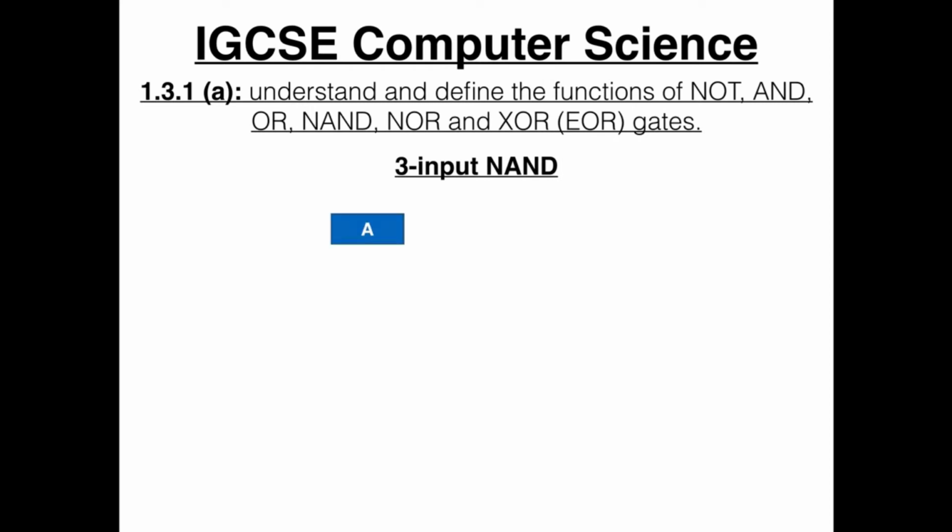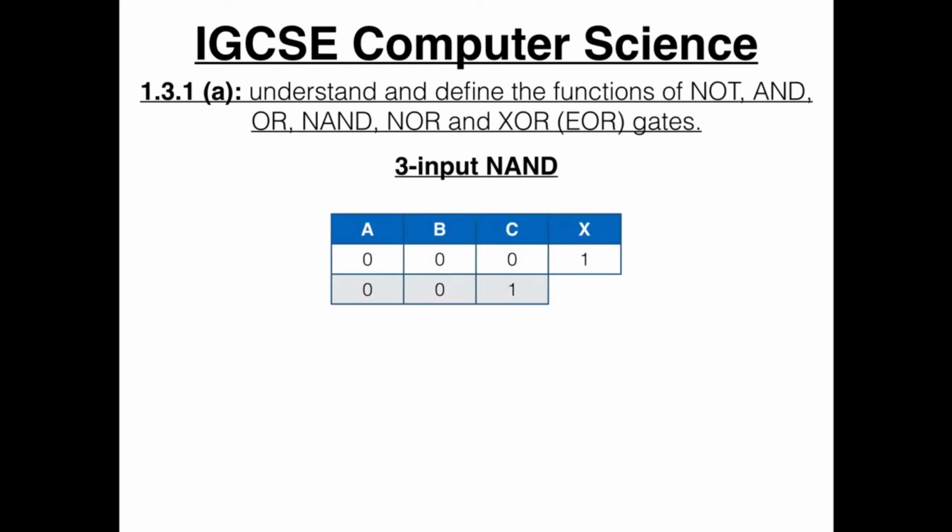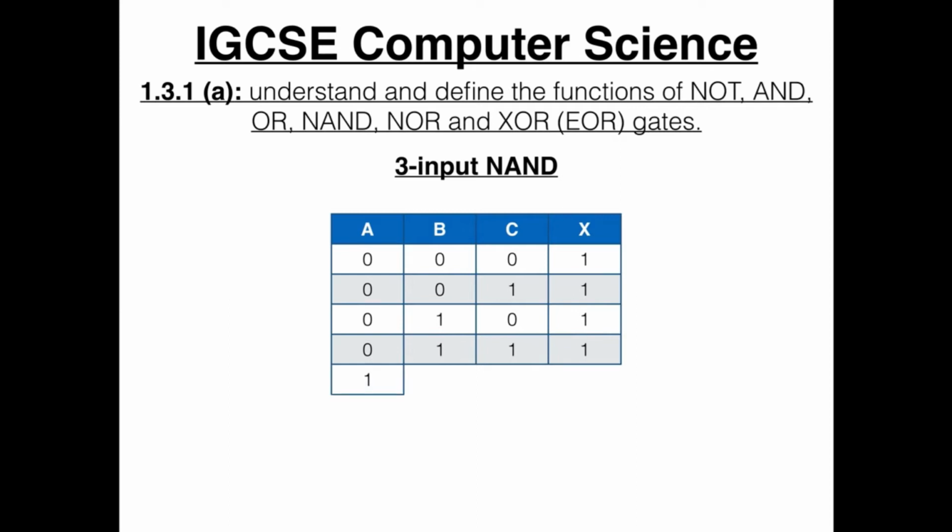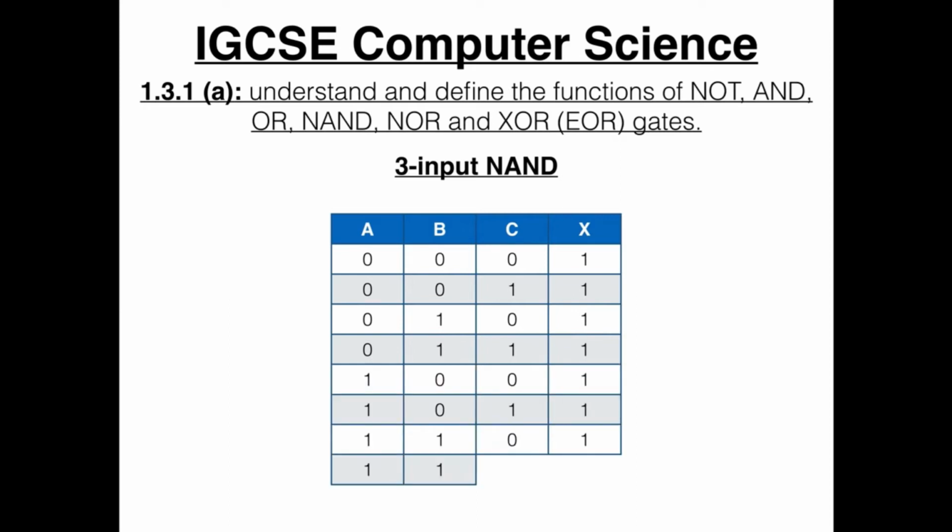So a 3-input NAND would look something like this. So go back to the 3-input AND, and it's basically the exact opposite.